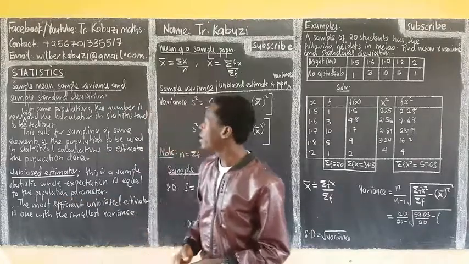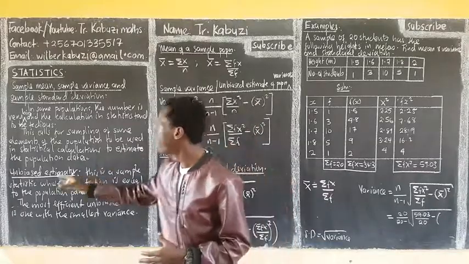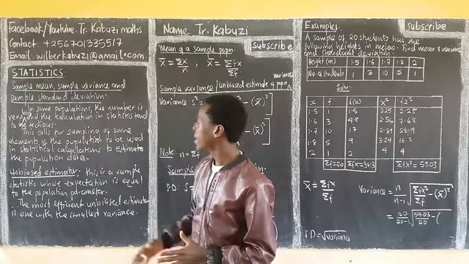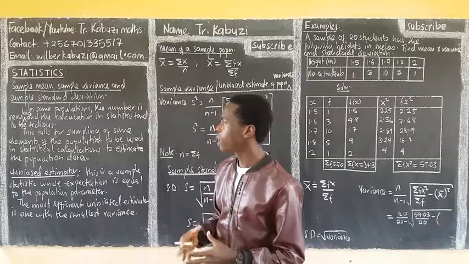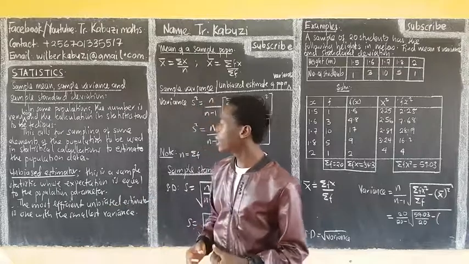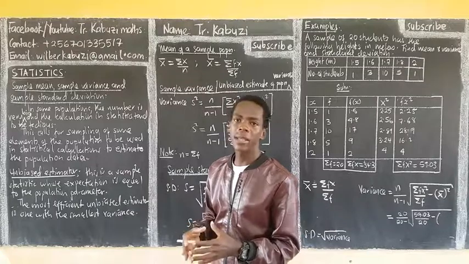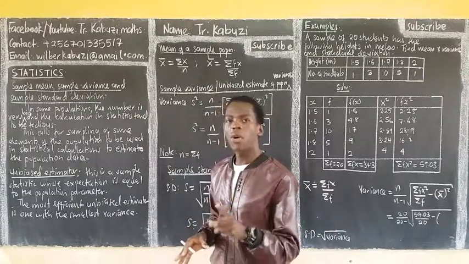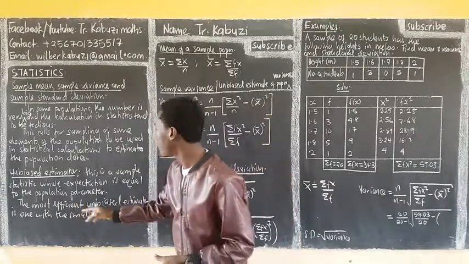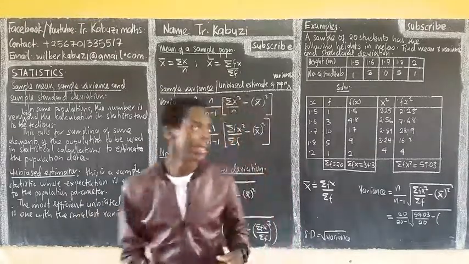So the unbiased estimator is used here to estimate the population data. What do we need to know about it? It is a sample statistic whose expectation is equal to that of the population. When you get that sample and calculate the mean of that sample, that mean should be approximately equal to the mean of the whole population. The most efficient unbiased estimator is one with the smallest variance, as we are going to see.